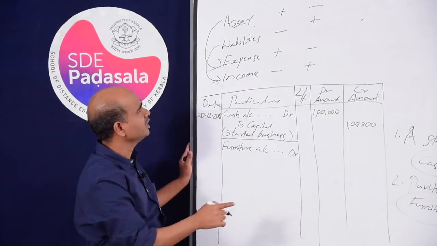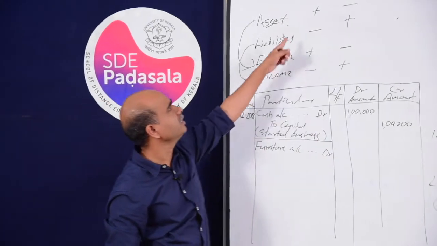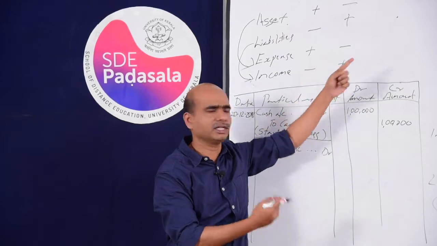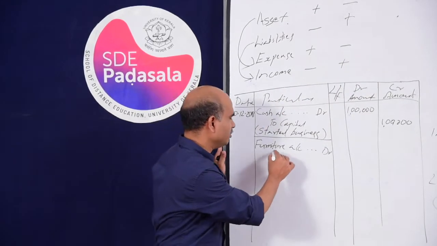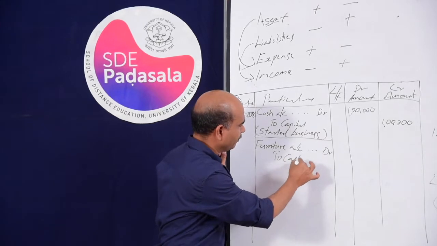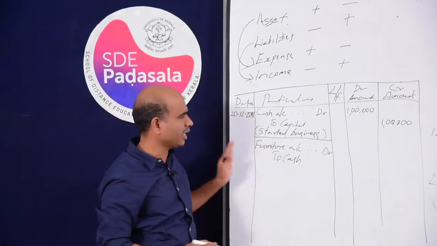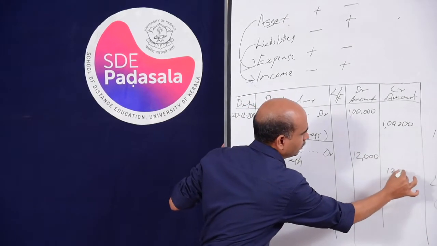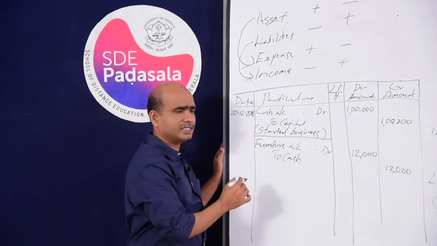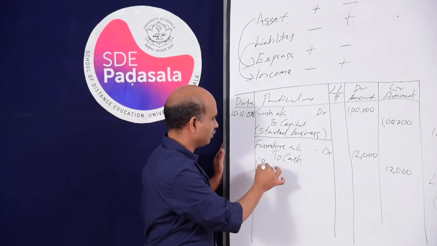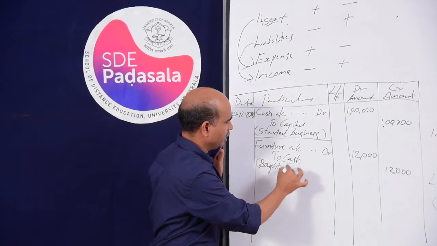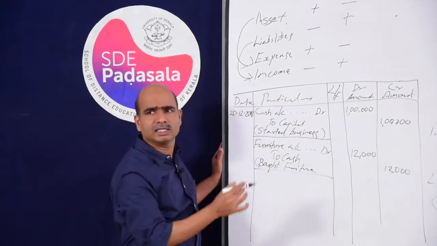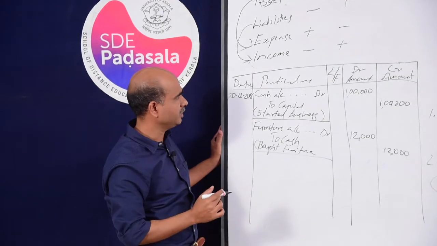What is the nature of cash? Cash is an asset. What happened to that cash? Cash decreased. We are giving some money for purchasing that furniture. So that item is a credit item. Furniture account debtor to cash for rupees 12,000. The narration is bought furniture. So the second transaction also completed.